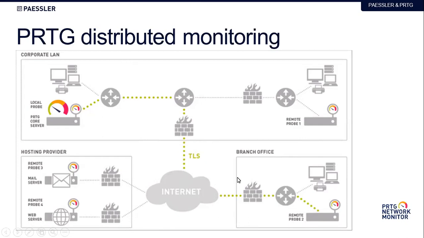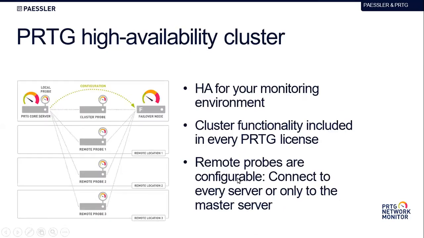For our licensing, we do not calculate how many branches you have or how many remote probes you have installed. We calculate by the number of sensors only. Next, for PRTG, we support a high availability cluster. If you have installed the PRTG core server and you want to install another failover node, all the configuration will fail over to the next active node if the core server is down.